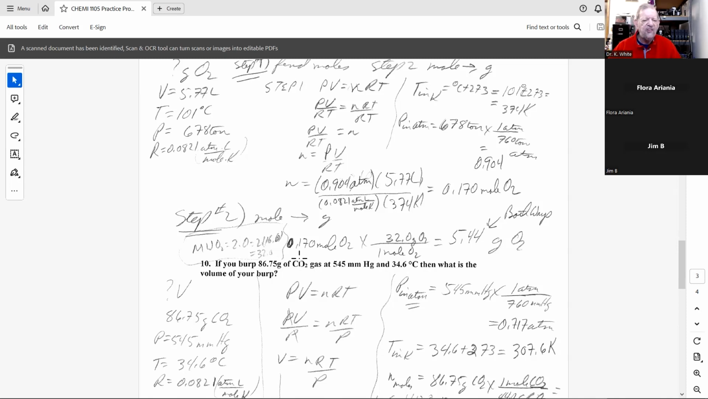But anyways, second step, I have 0.170 moles of oxygen. I want to convert it to grams of oxygen. Remember, use your good buddy, your good friend, unit analysis. Whatever we're trying to get to goes on top of the ratio. Whatever we're trying to get rid of goes underneath.